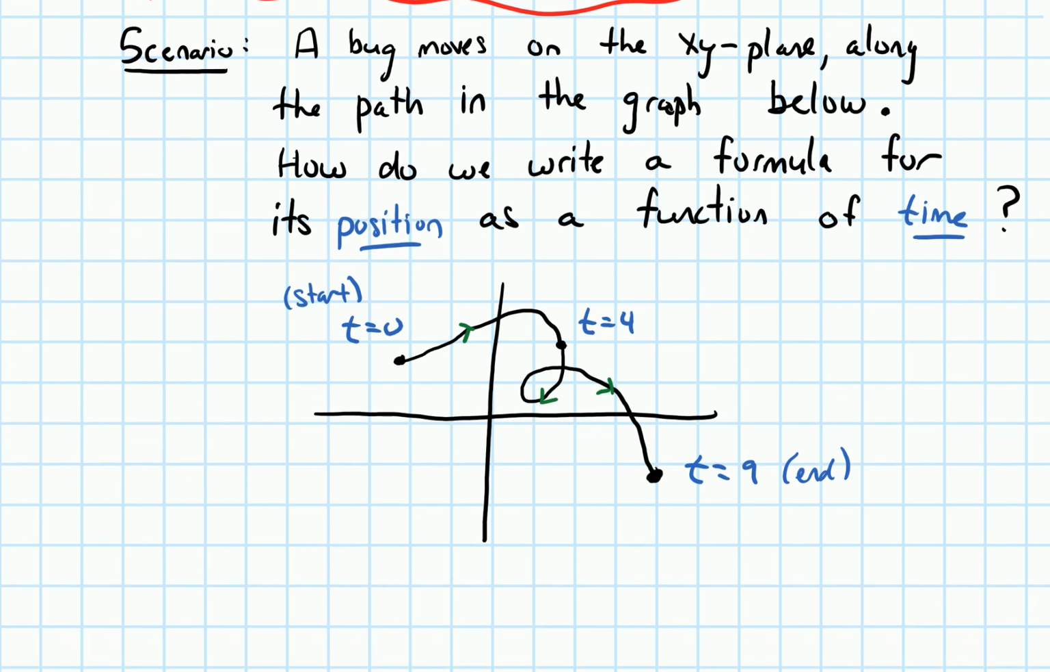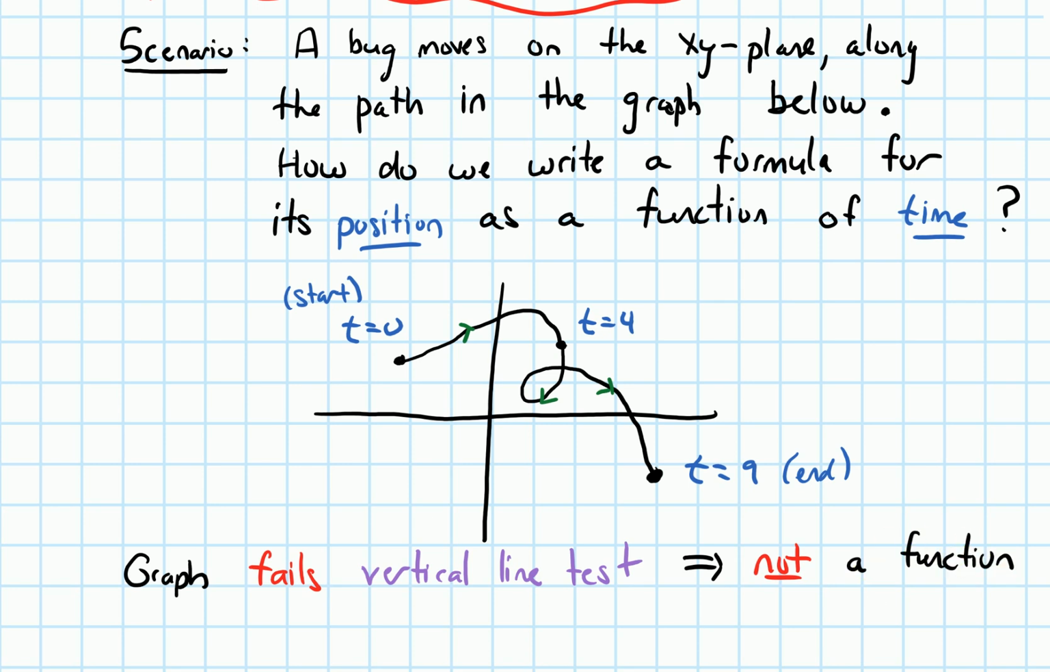So one thing I want to notice about this graph is this graph fails the vertical line test. It wouldn't pass the vertical line test. And when a graph doesn't pass the vertical line test, that means it is not a function.